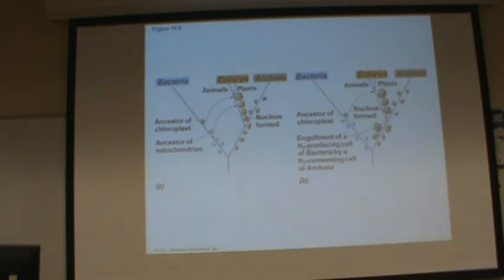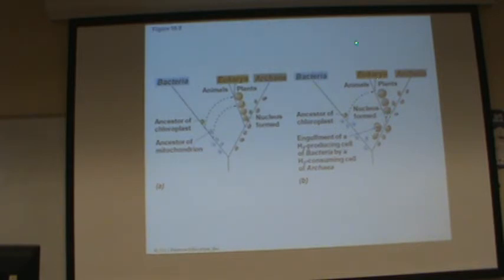So what does the one on the right argue? It says right here that archaea and bacteria have different metabolism. The archaea consume hydrogen, but some bacteria can produce hydrogen. So somehow archaea engulfed hydrogen-producing bacteria, and that became early mitochondria. This would be an endosymbiotic event, since one basically eats another one inside.